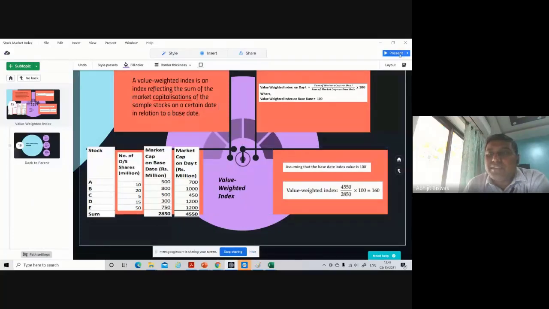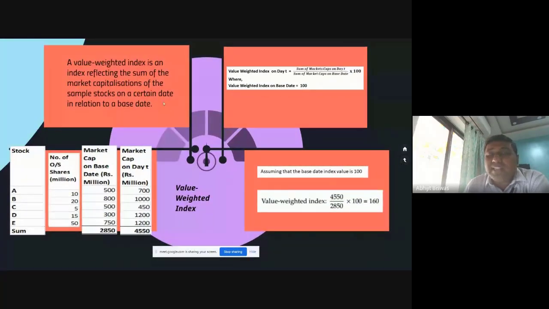Now come back to the definition. What does the definition say? It says a value weighted index is an index reflecting the sum of market capitalizations of the sample stock on a certain date in relation to a base date. So in the numerator you have the sum of market capitalization on day T, and in the denominator you have the sum of market capitalization on the base date, multiplied by 100. So that is the value weighted index.